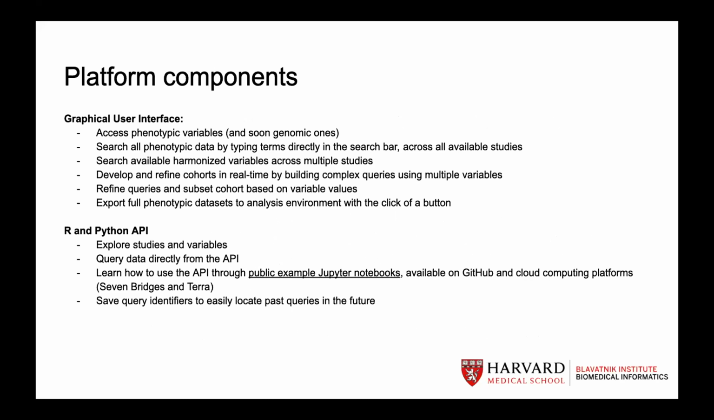Right now it's only allowing investigators to explore phenotypic variables, but soon the genomic variables will be added. It works by entering words that are part of the variable names into the search bar, and it will search across all the available studies for which variables are related to the term you've entered. You can also access the harmonized variables.